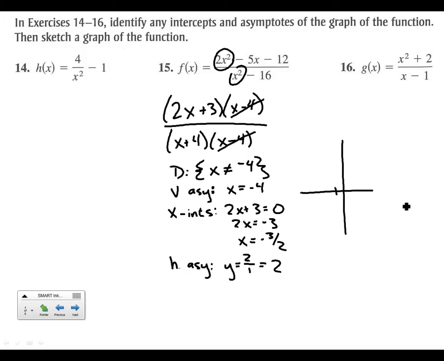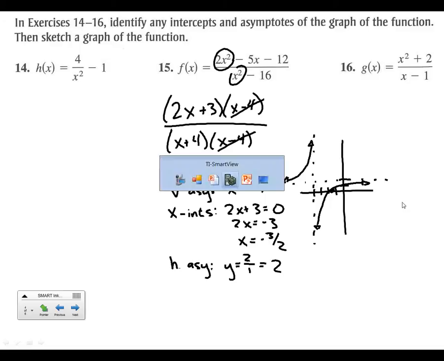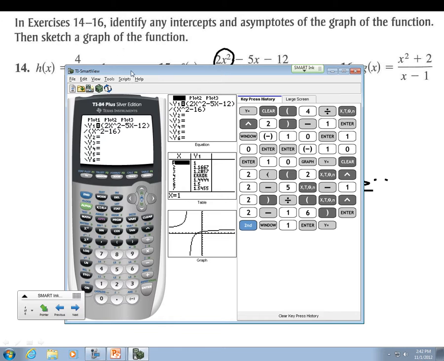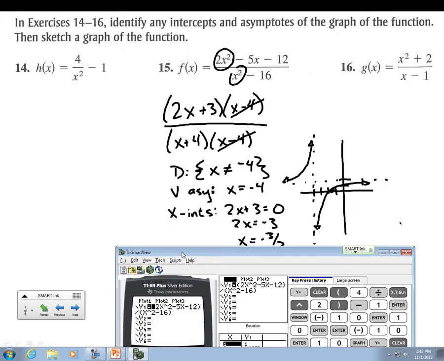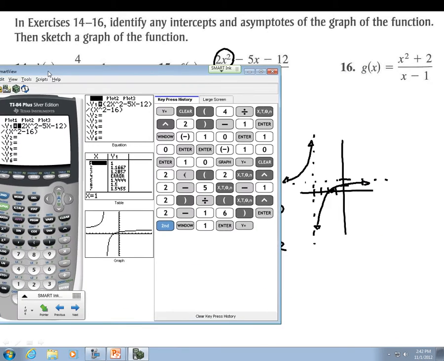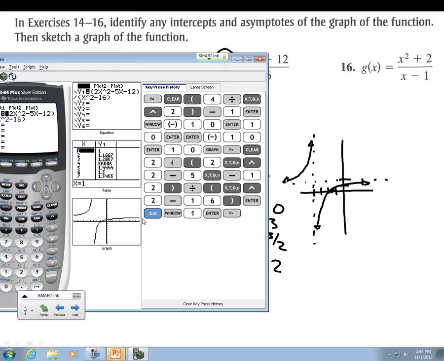So here's what our graph's going to look like. Vertical asymptote at negative 4, horizontal asymptote at 2, and an intercept at negative 1.5. And so the graph is going to look like this. I believe we're going to go to the graphing calculator to check on that. I've already typed it in, so it should just pop up. And yep, there we go. Graph looks like that, and graph looks like this, going in both directions.